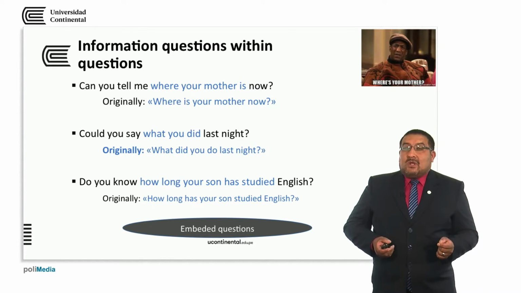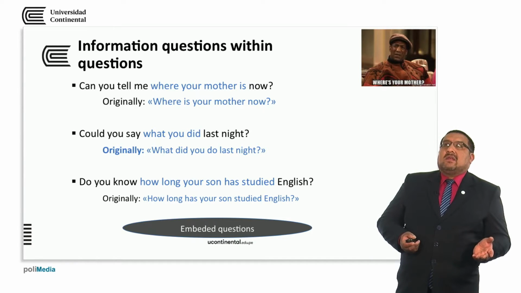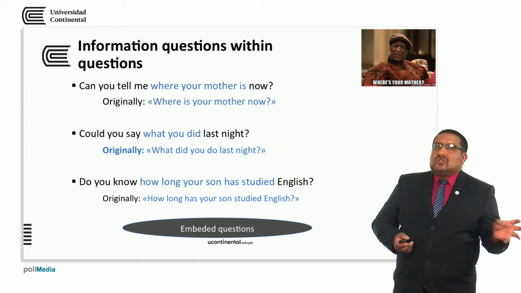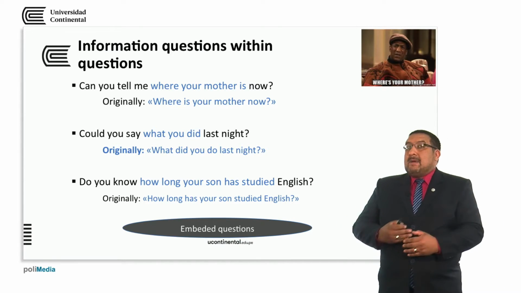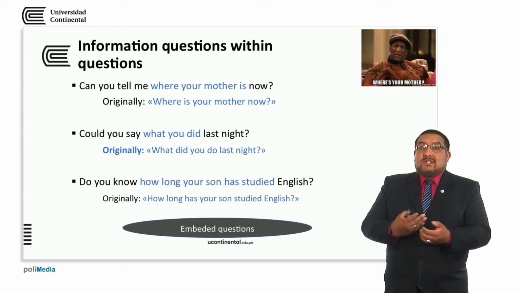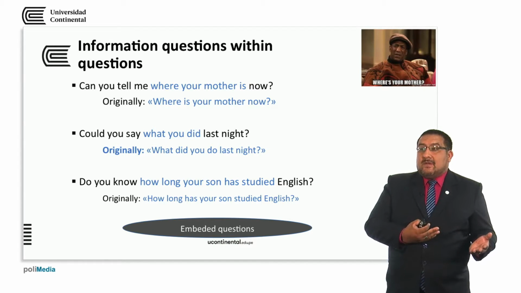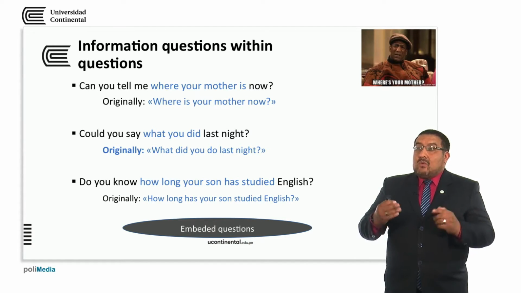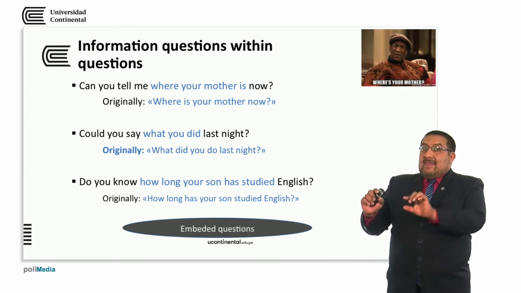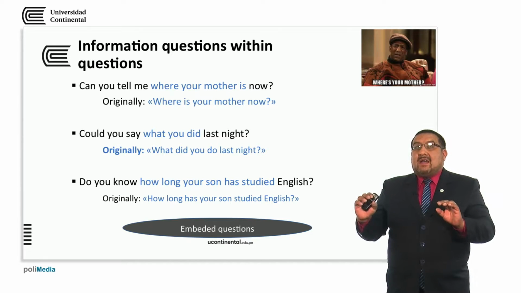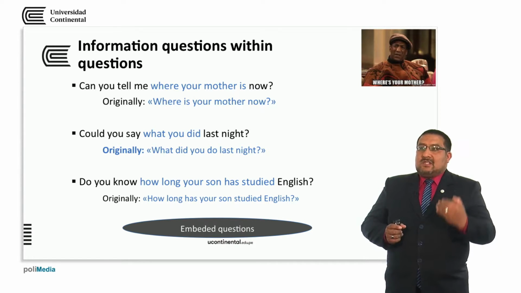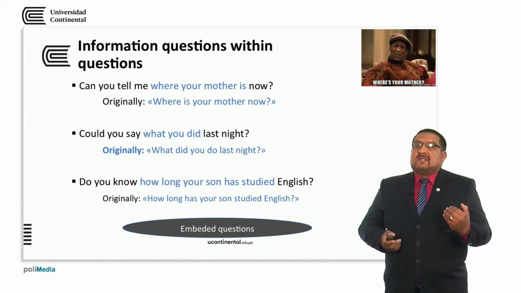Could you say what you did last night? The real question is, could you say? That's what we have to respond to. The other question is, what did you do last night? But we are not going to ask this in the format of a question. You're going to say, could you say what you did last night? That embedded question has to be in the form of a simple sentence. If it's in the past, the verb is in the past.